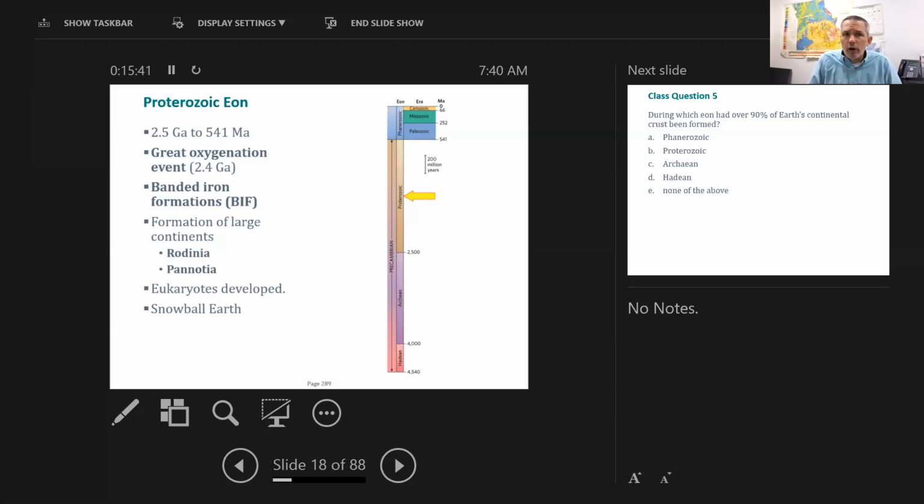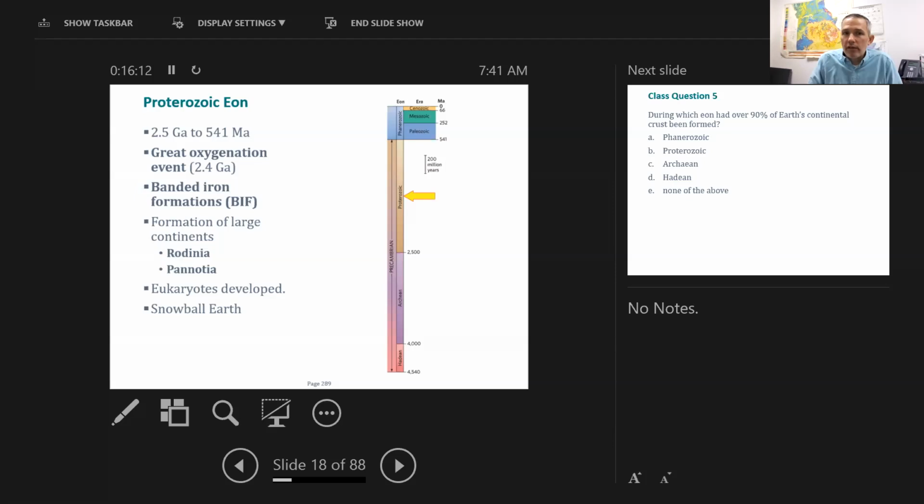Some other things that have occurred in this Proterozoic. We started having eukaryotes developing, again, organisms with a nucleus, paired chromosomes, DNA. And one other thing is we had violent swings in the amount of carbon dioxide in the atmosphere.